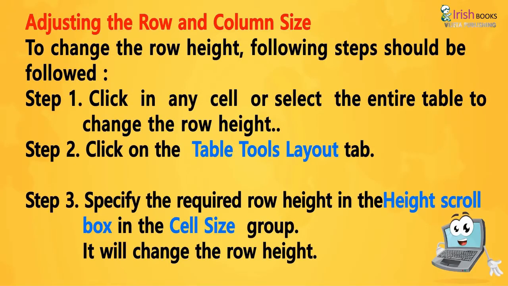Adjusting the row and column size. To change the row height, the following steps should be followed. Step 1. Click in any cell or select the entire table to change the row height. Step 2. Click on the Table Tools Layout tab. Step 3. Specify the required row height in the Height scroll box in the Cell Size group. It will change the row height.